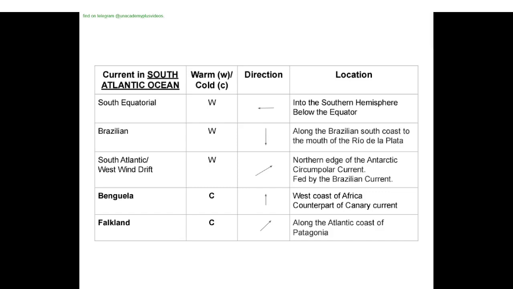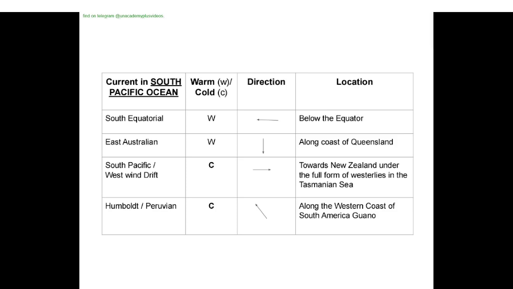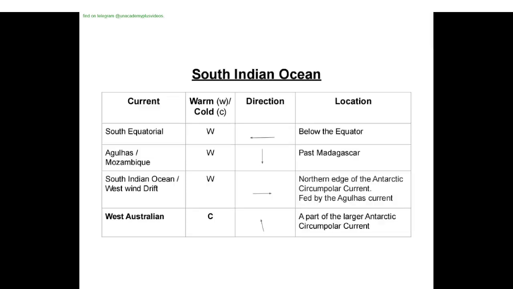In the South Atlantic Ocean, South Equatorial, Brazilian and the South Atlantic West Wind Drift are the warm ones, and Benguela and Falkland are the cold ones. In the North Pacific Ocean, North Equatorial, Kuroshio or Japan, and North Pacific Drift are the warm ones, whereas the Bering, Alaskan, Okhotsk, Kuril and Californian are the cold ones. In the South Pacific Ocean, South Equatorial and East Australia are the warm currents, and South Pacific West Wind Drift and Humboldt or Peruvian are the cold ocean currents.